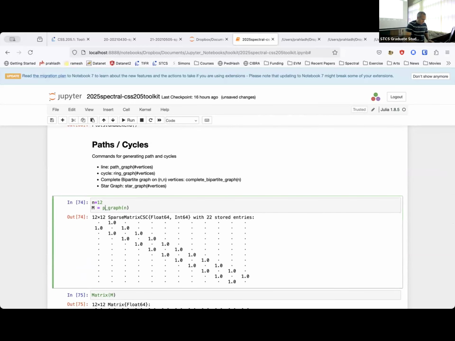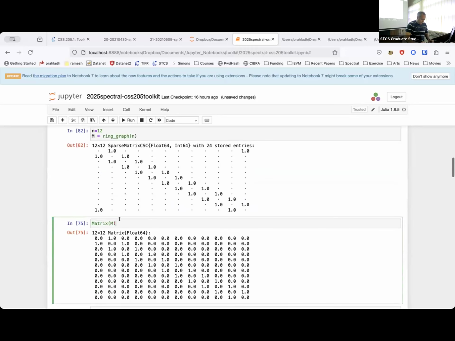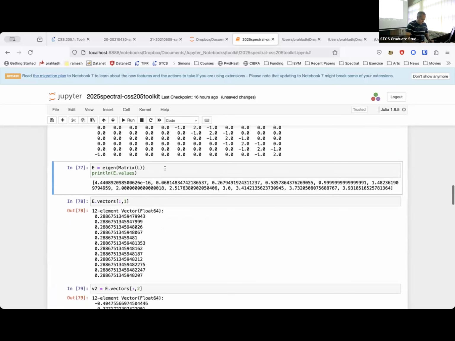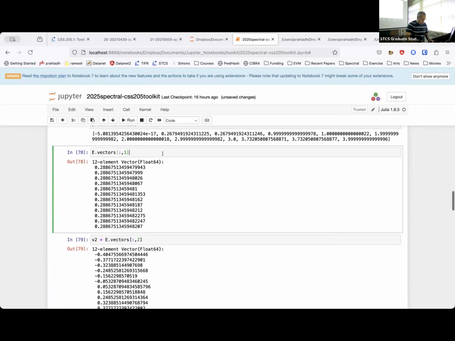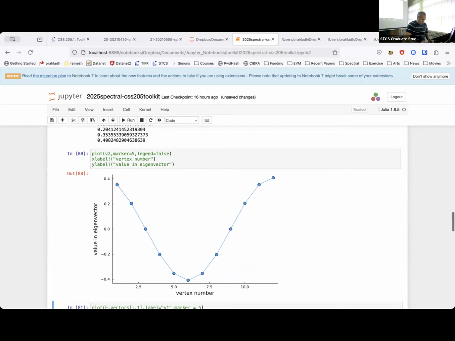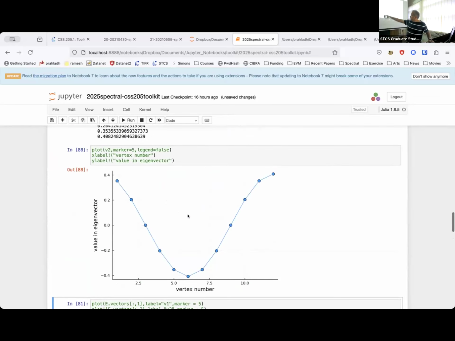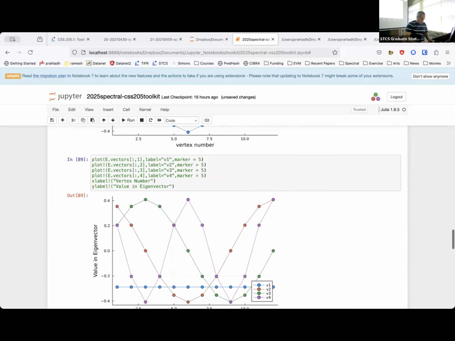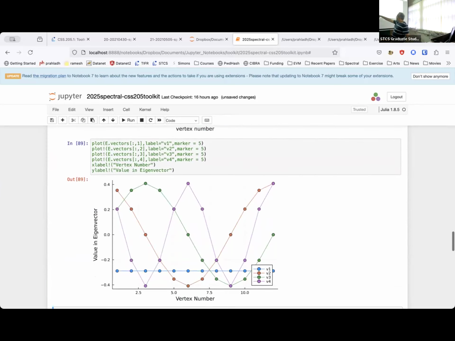We've been doing this for the path graph. Let's change it to the ring graph, and you'll have the same sort of thing. It's a different set of eigenvectors, but for the ring graph, the cycle, the flat vector and the other eigenvectors behave similarly.